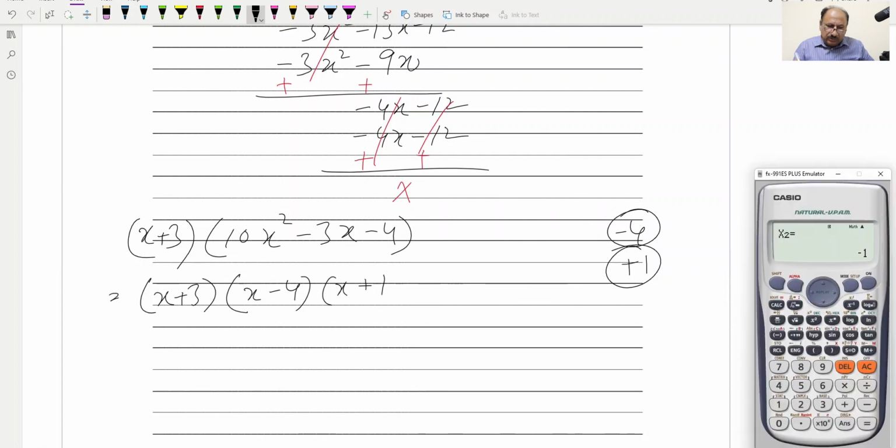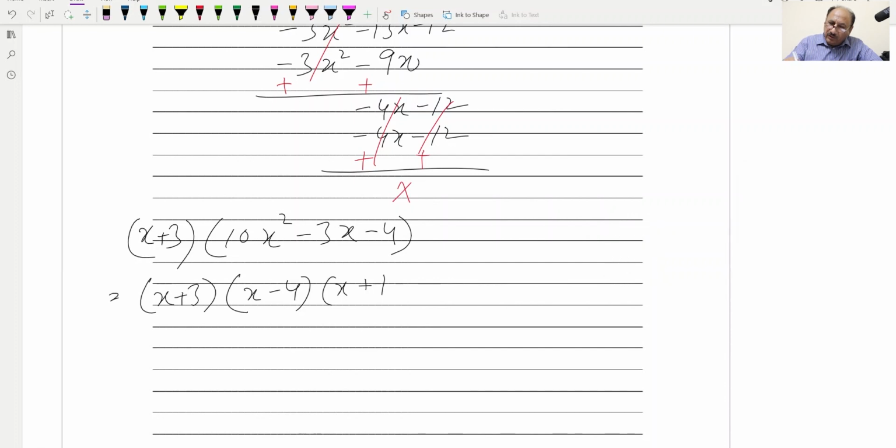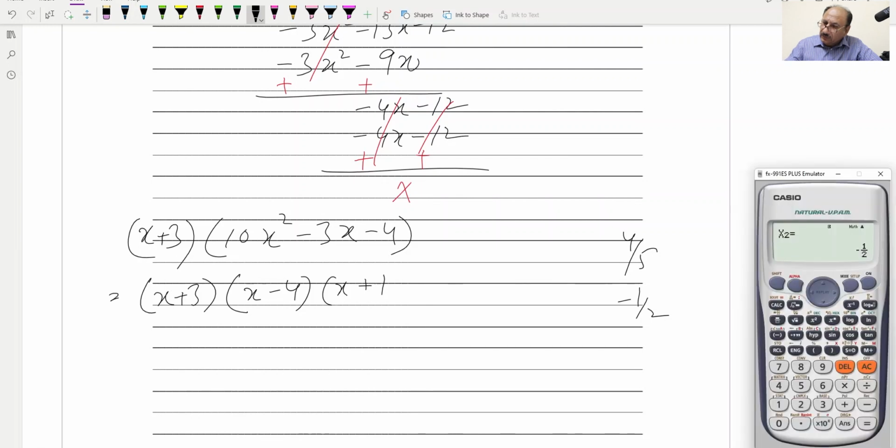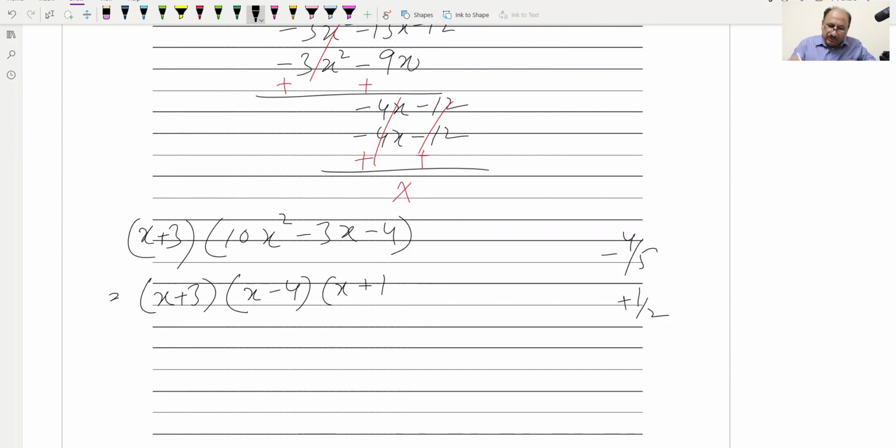We can check again. We enter 10, minus 3 and minus 4, and we get 4 by 5 and minus 1 by 2. This is the answer which we are getting, and now we change sign. This will be plus, this will be minus, and we will utilize this to write the factors.